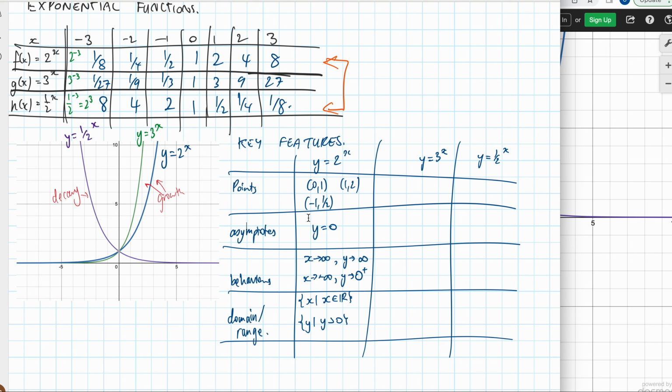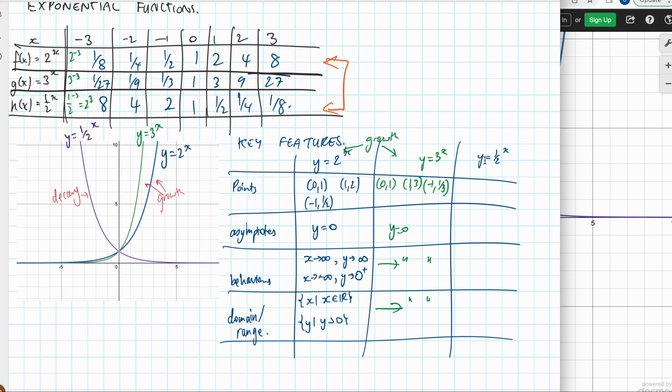So here we go. This is y equals 3 to the x, and I'm just going to change this one to green to match up with the color we've used. Key points (0, 1), (1, 3), and (-1, a third). Asymptotes, y is equal to 0. These are identical, and these are identical. So when a graph is under growth, these are both under growth, we can see that these asymptotes, behaviors, and domain and range stay exactly the same.